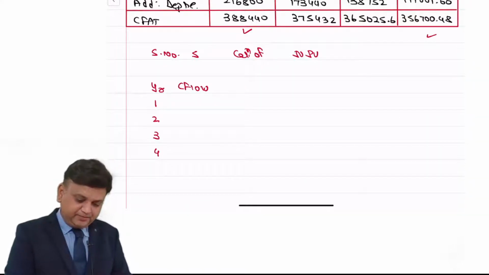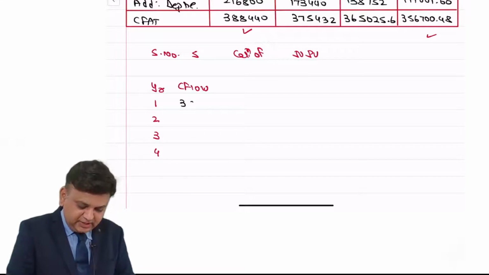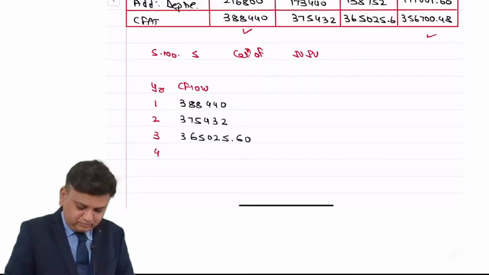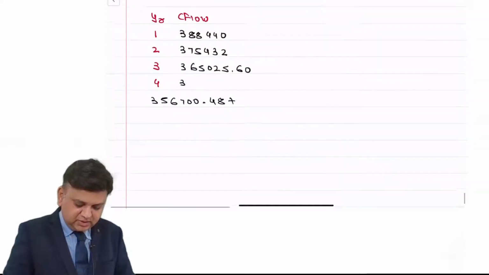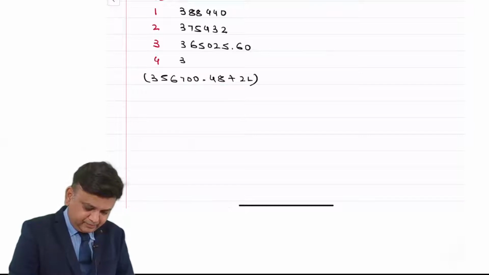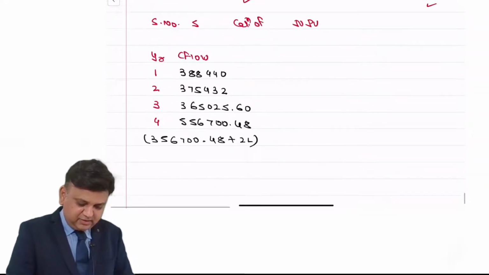So over here, the first year cash inflow is 388,440, then 3,75,432, then 3,65,025.60, then 3,56,700.48 plus the amount of the working capital recovery, which is 2 lakhs. So in that case, it comes to 5,56,700.48.